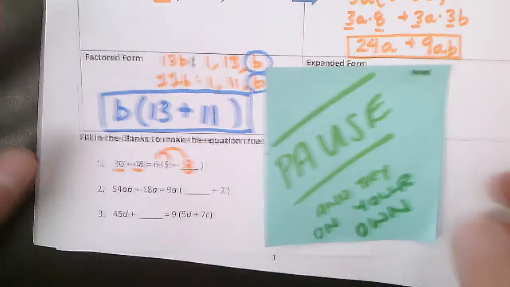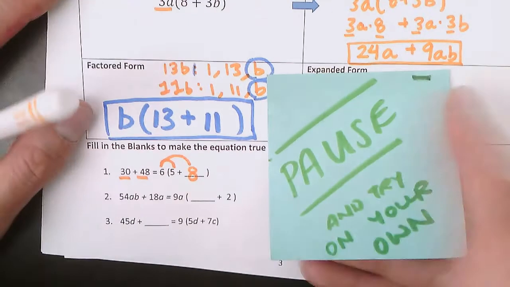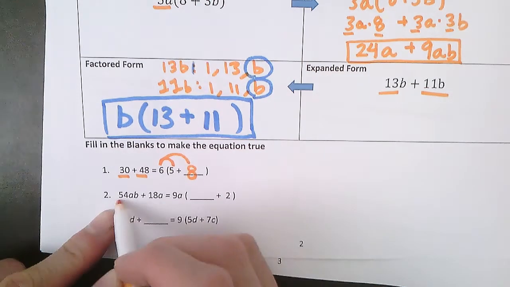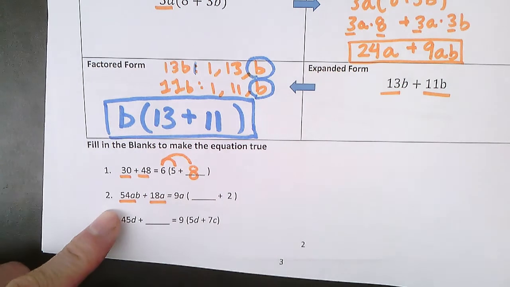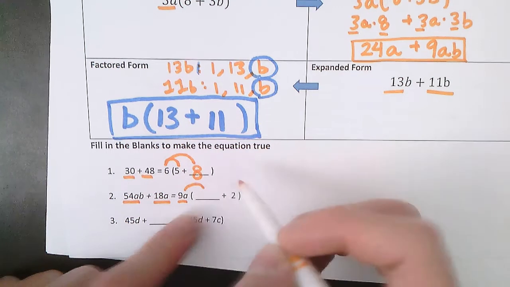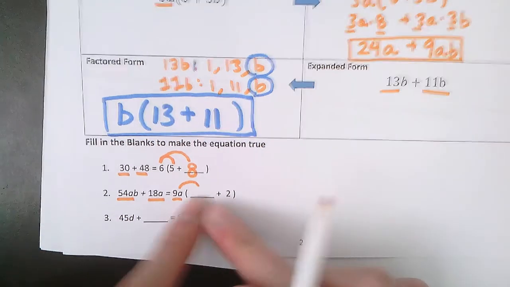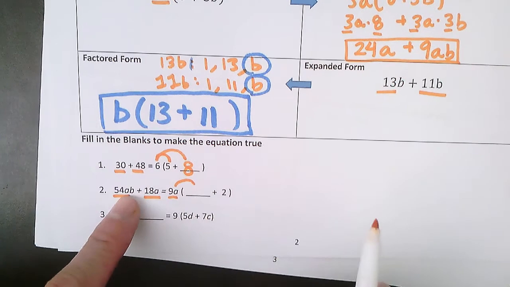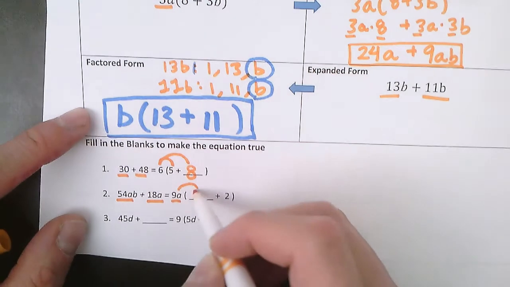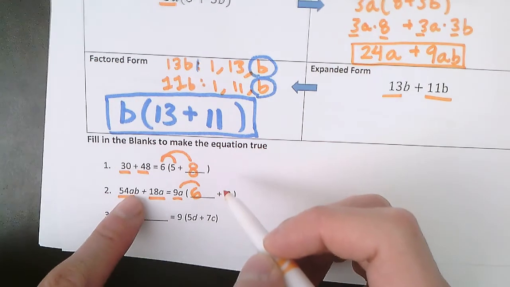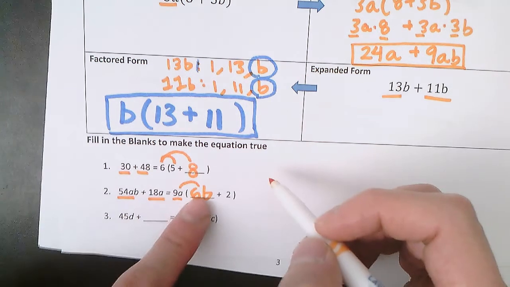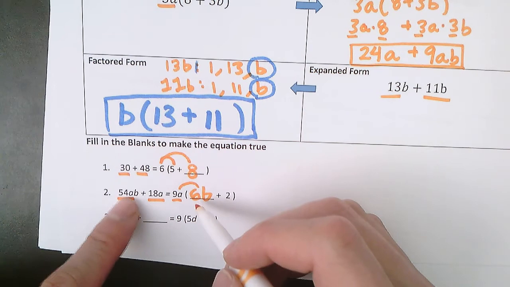And now you can resume the video to check your work after you've tried those last two on your own. Okay, here it is in expanded form, in factored form. It's 9a. 9a times whatever is in here should get me to this first term, which is 54ab. So 9 times what gets me to 54? 9 times 6 gets me to 54. There's also a b here, so I need it to be 6b. So that 9a times 6b gets me to 54ab.